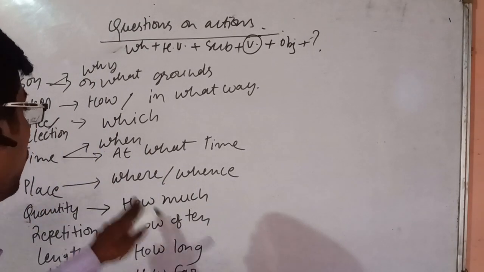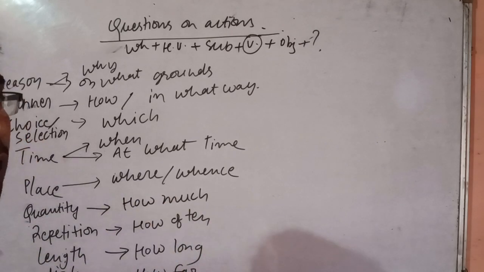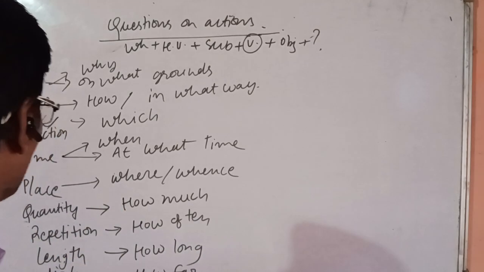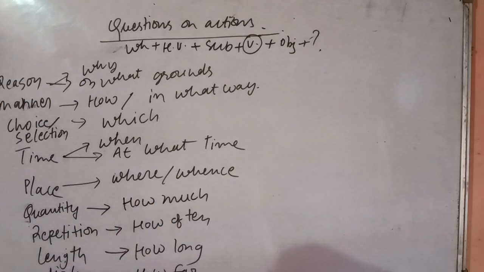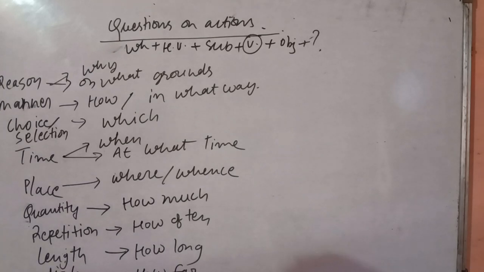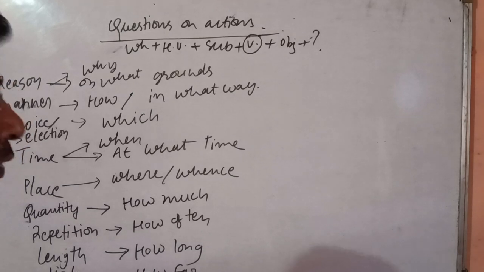When did you come here, or at what time did you come here? Where are you going? Or whence are you coming from, or whence are you coming? Okay, whence means where from. Quantity: how much food can you eat in one sitting? Repetition: how often do you visit your parents' land? How long has he been staying here? Distance: how far can you run in one breath? Number: how many bananas can you eat?